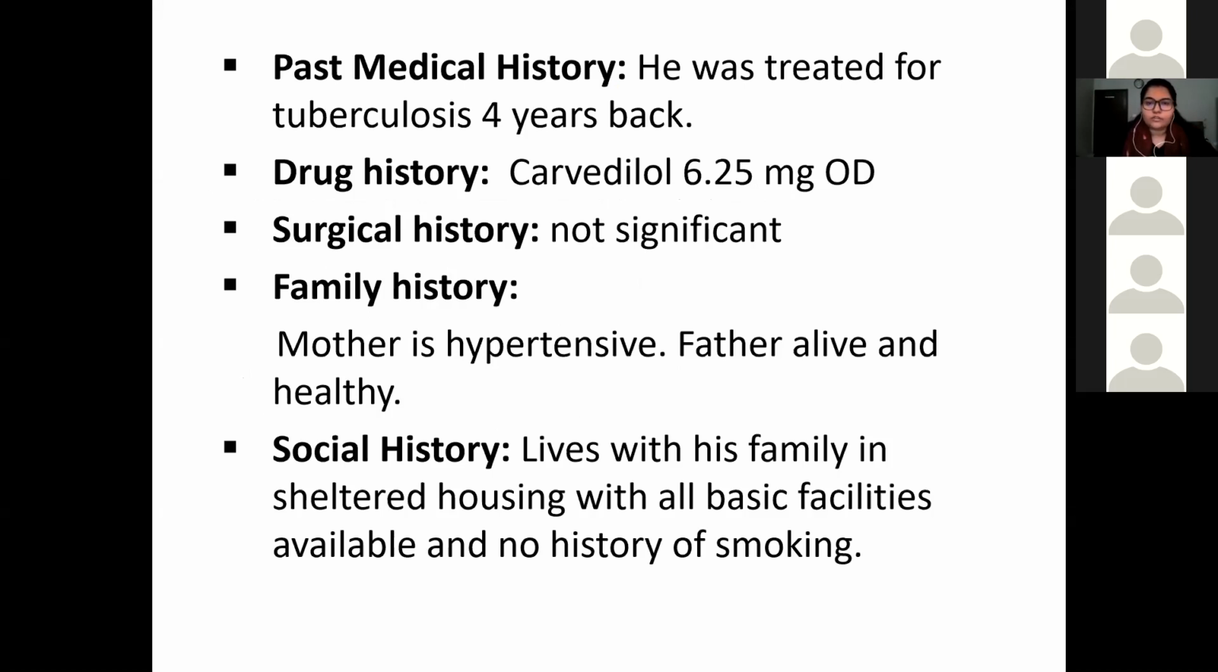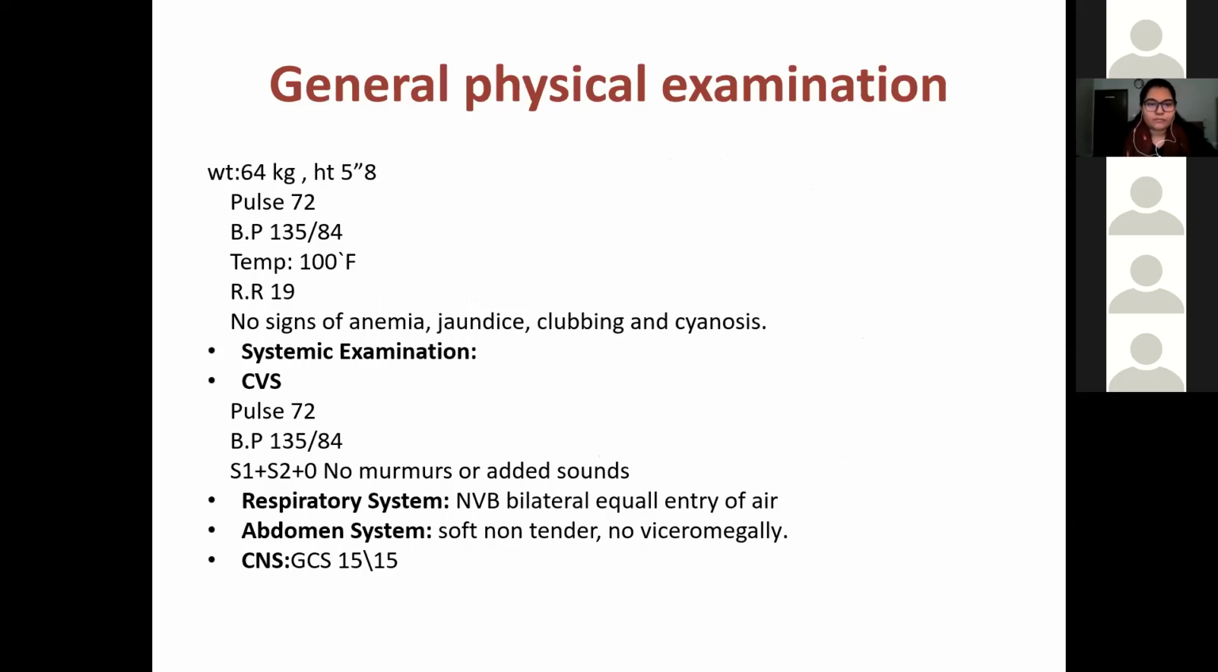In his past history, he was treated for tuberculosis 4 years back. In drug history, he was taking carvedilol 6.25 mg OD. Surgical history was not significant. Family history: mother is hypertensive, father is alive and healthy. Social history: he lives with his family in sheltered housing, with all basic facilities available, and no history of smoking. On general physical examination, his weight was 64 kgs, height 5'8". He was febrile with a temperature of 100 degrees Fahrenheit. There was no anemia, jaundice, clubbing or cyanosis.